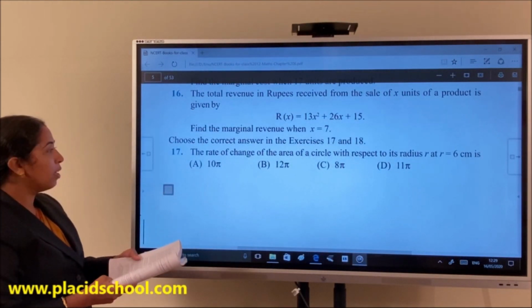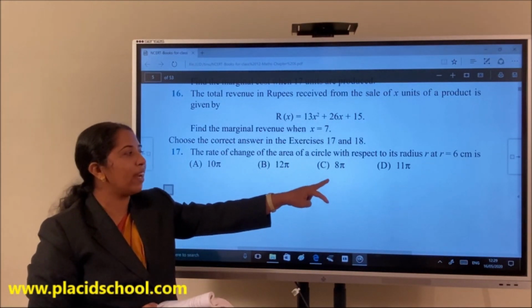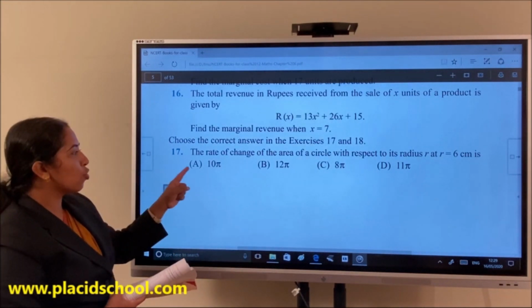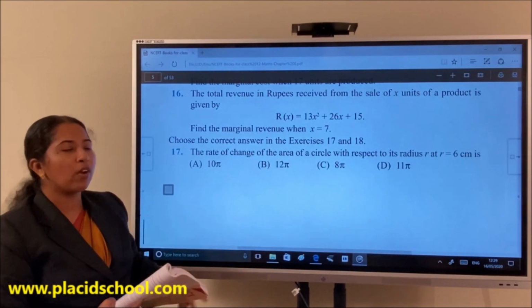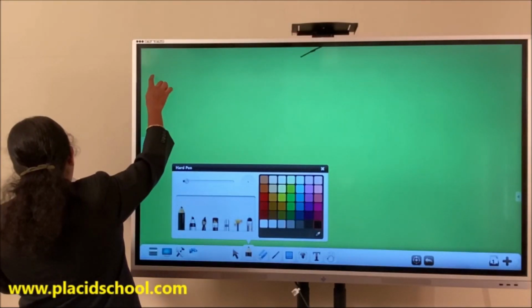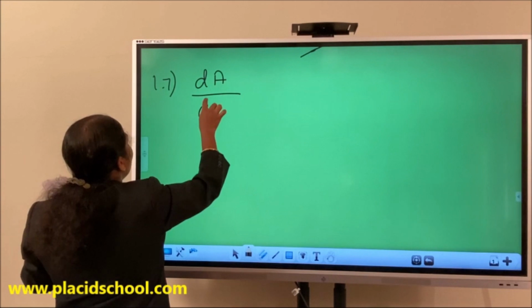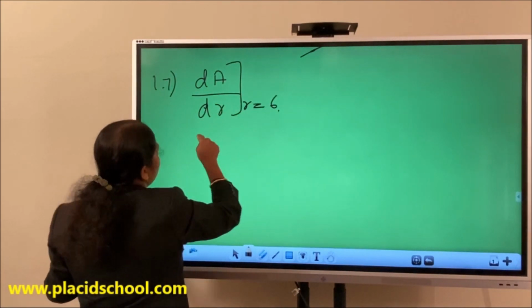Question number 17. The rate of change of area of a circle with respect to its radius r at r equal to 6 centimeters. So we have to find the rate of change of area of a circle with respect to radius when radius is 6 centimeter. Number 17. To compute the rate of change of area with respect to radius when radius is equal to 6 centimeter.